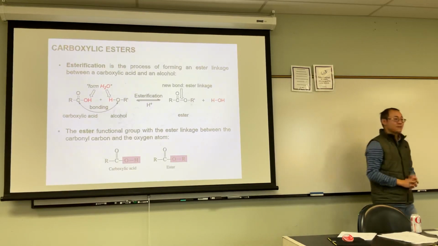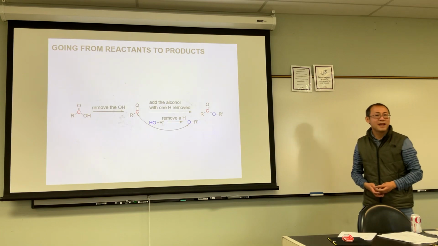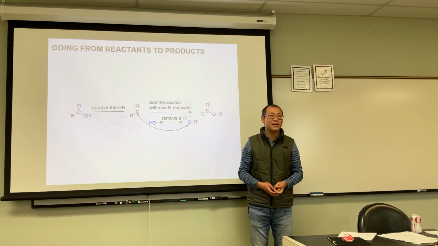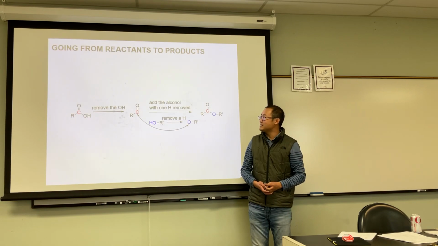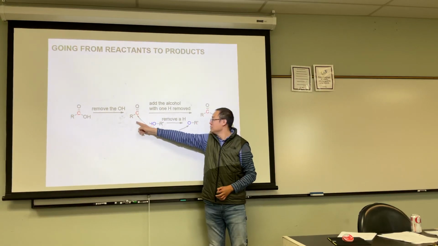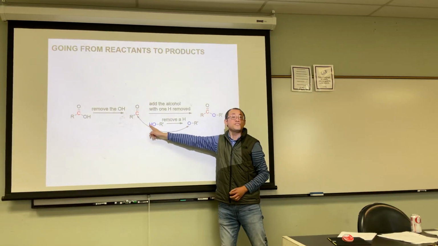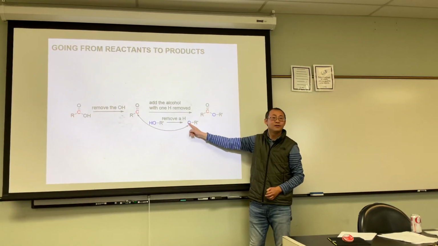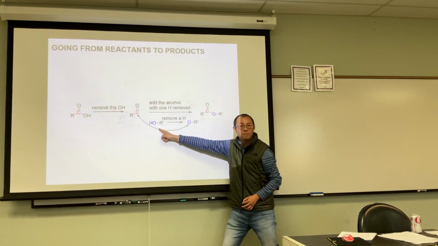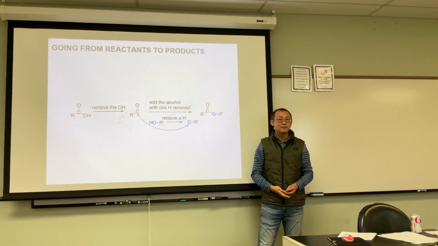Make sense? I created something extra for you. How do we run this reaction? How do we make an ester? Take a look if it makes sense. If you have a carboxylic acid, you first remove the OH. This is what you got. If you have an alcohol, you first remove the H. This is what you got. Then make a bond between the C and the O. You like this one? Either one you like, they mean the same thing.